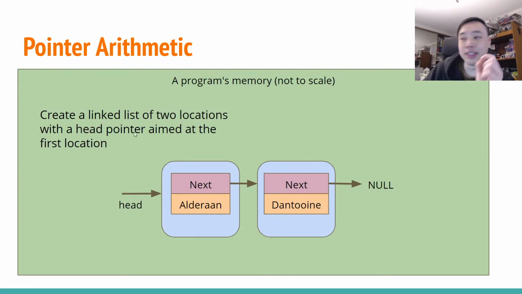Okay, so let's look at what this is once we're actually looking at this in code. So we have two linked list nodes, and someone got it.